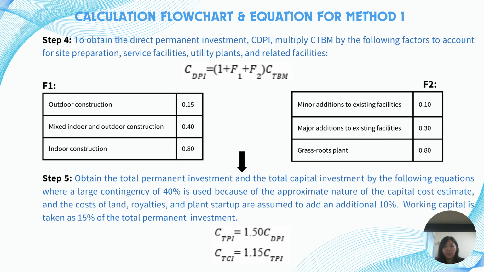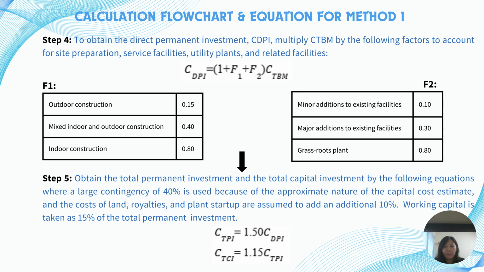Then, step 4 is to obtain the direct permanent investment, CDPI, by multiplying CTBM by the following factors to account for site operation, service facilities, utility plants and related facilities. CDPI can be calculated using the equation, and F1 and F2 can be found in the table below.